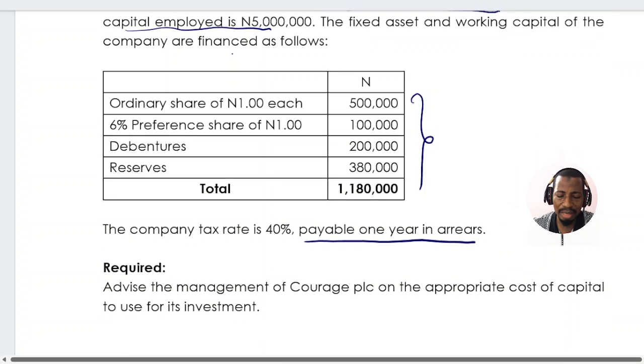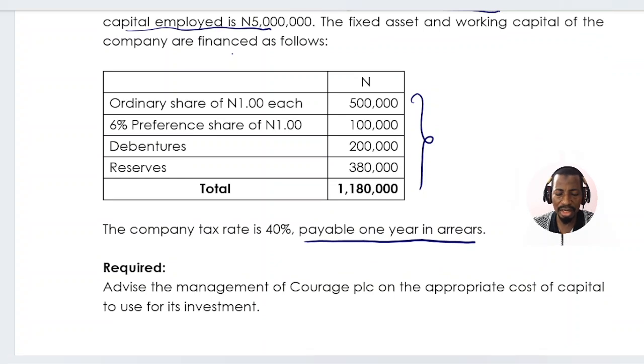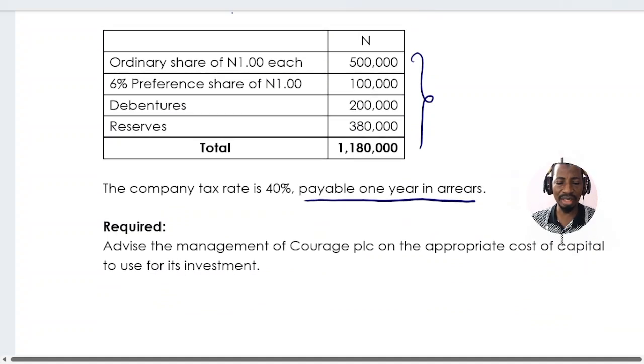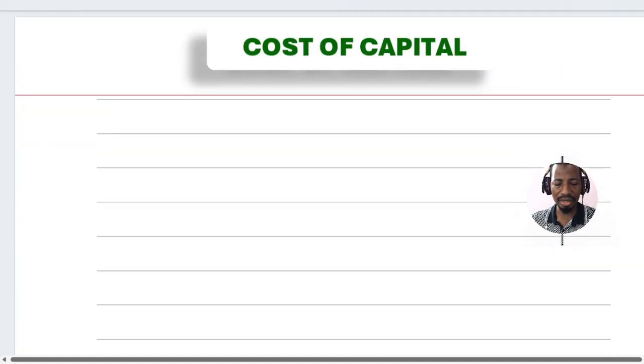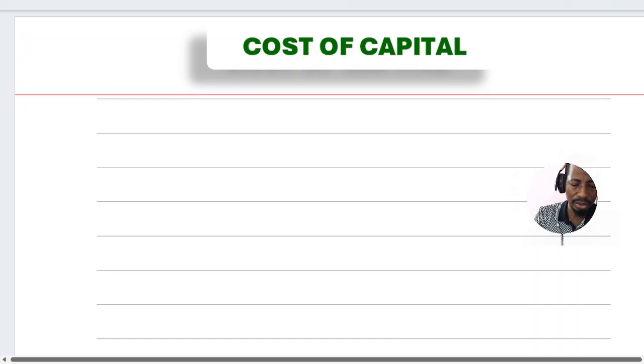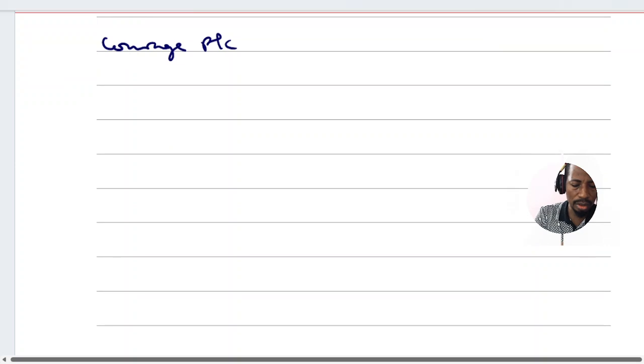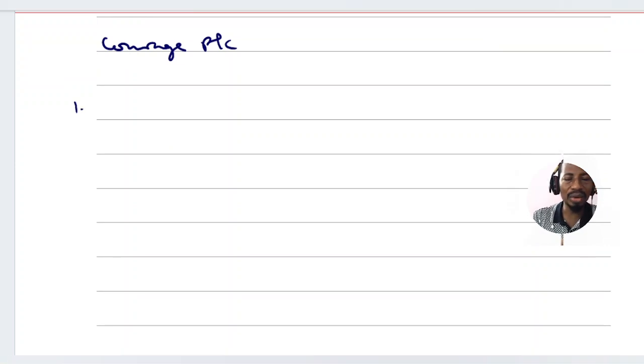So advise the management of Courage PLC on the appropriate cost of capital to use for its investment. Therefore, I want to calculate the cost of capital. In this question, I have ordinary share, so I need to calculate the cost of equity. Number one, I need to calculate the cost of each individual source of finance. The company is financed with equity, preference share, as well as the debenture. So I need to calculate the cost of equity.